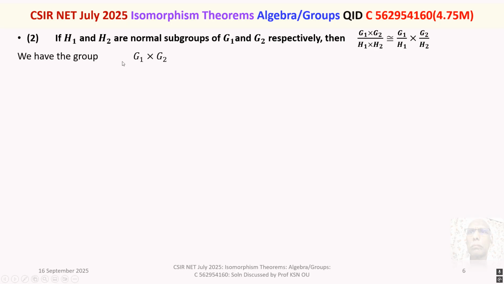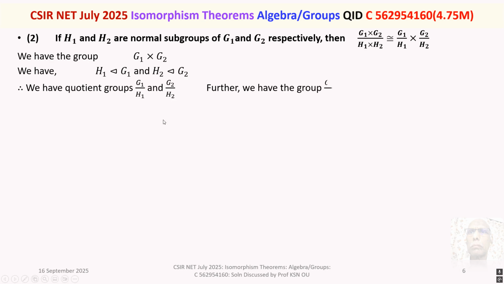We have the group G1 cross G2. Right. And we have H1 is normal in G1, H2 is normal in G2. We are given. So we have the quotient groups G1 by H1 and G2 by H2. Further, we have their direct product G1 by H1 cross G2 by H2.